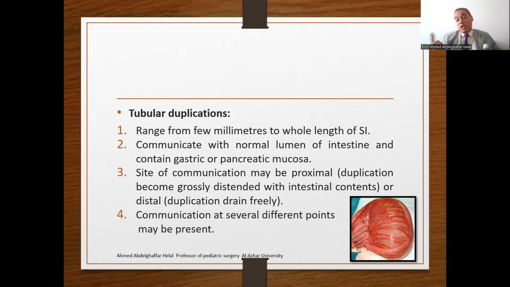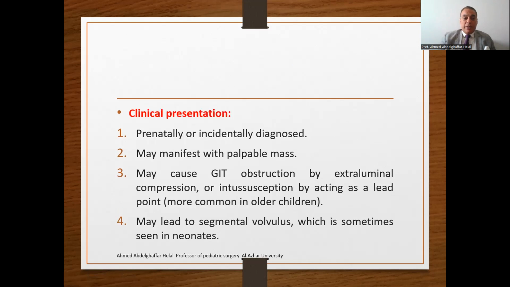The communication may be distal, so the cyst will be collapsed. The communication may be at several points. So this is a tubular duplication cyst. Clinically, it may be diagnosed prenatally or incidentally, and may manifest with a palpable mass in a child, newborn, or infant. It may cause gastrointestinal obstruction by extraluminal compression or may present with intussusception. The duplication acts as a lead point for the start of the intussusception. It may also lead to segmental volvulus, which is sometimes seen in the neonate related to the duplication.